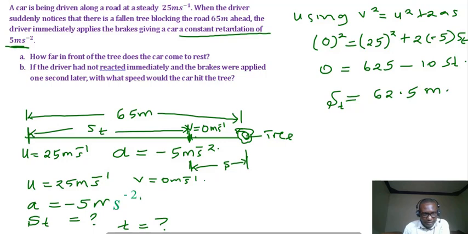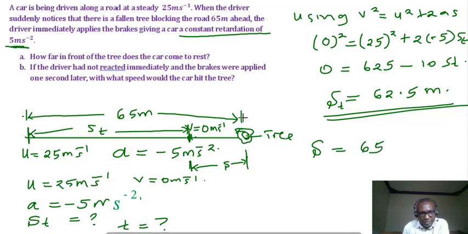So the distance from here up to here is 62.5 meters. But the question wants us to find how far in front of the tree the car comes to rest. So that means we are looking for the distance s. So s is going to be equal to 65, this from here to here, minus 62.5. So the distance s there is going to be equal to 2.5 meters. So the car will stop 2.5 meters ahead of the tree.